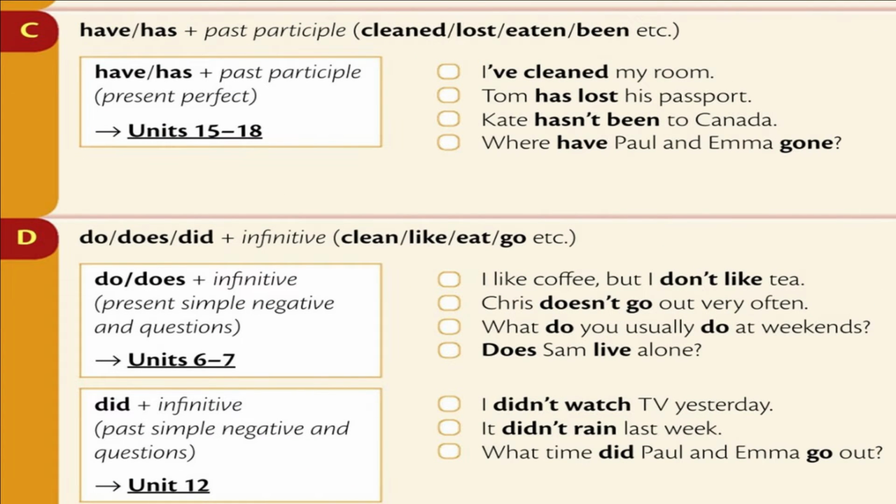Section C. Have, has plus past participle. For example, cleaned, lost, eaten, been, etc. Have or has plus past participle. This structure is used in present perfect tense. For example, I have cleaned my room. Tom has lost his passport. Kate hasn't been to Canada. Where have Paul and Emma gone?